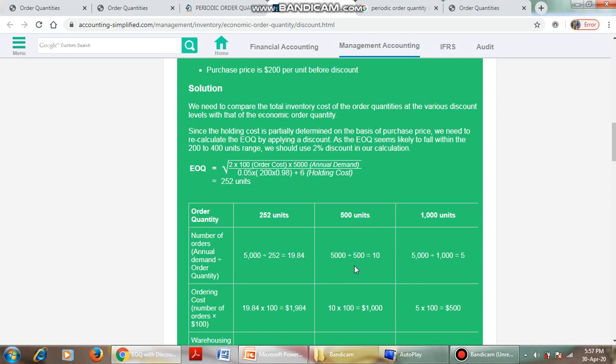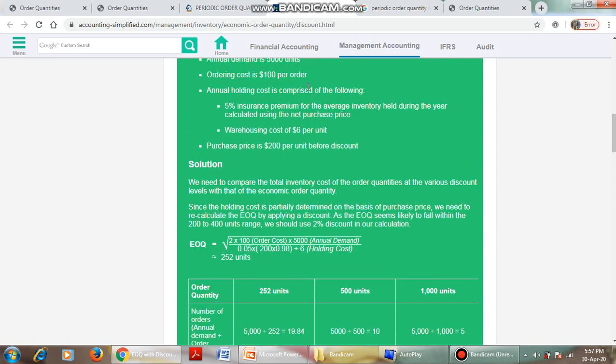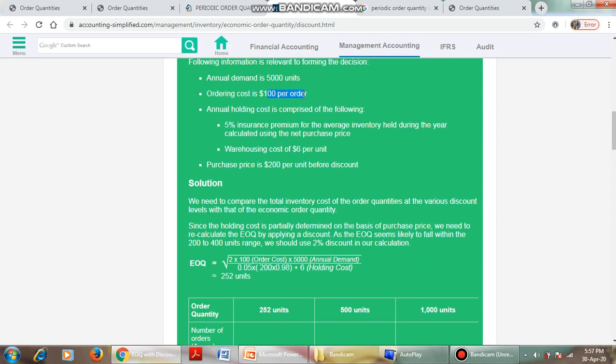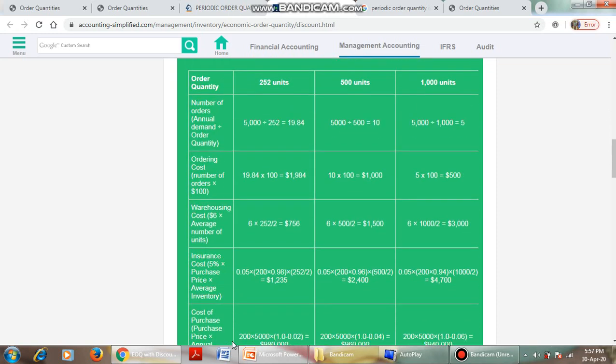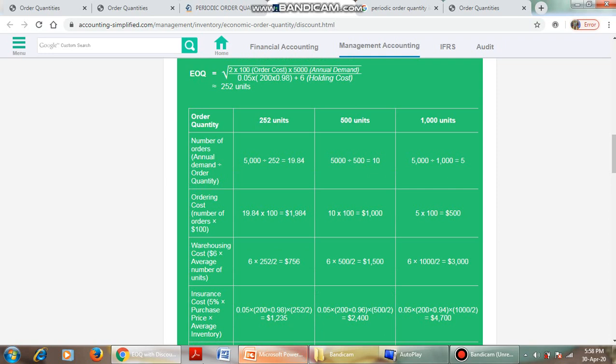The same for 500 units: 5,000 by 500 is 10. Then for 1,000 units, 5,000 by 1,000 he will get 5. What is the formula for ordering cost? Number of orders into 100, since the ordering cost is 100 per order. So 19.84 into 100 gives 1,984. Same for 10 into 100, and 5 into 100.